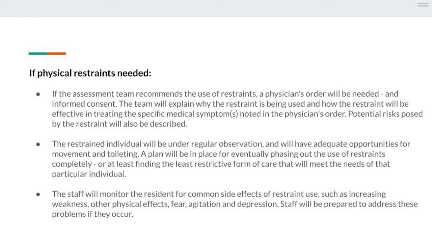The restrained individual will be under regular observation and will have adequate opportunities for movement and toileting. A plan will be in place for eventually phasing out the use of restraints completely, or at least finding the least restrictive form of care that will meet the needs of that particular individual. The staff will monitor the resident for common side effects of restraint use, such as increasing weakness, other physical effects, fear, agitation, and depression, and staff will be prepared to address these problems if they occur.